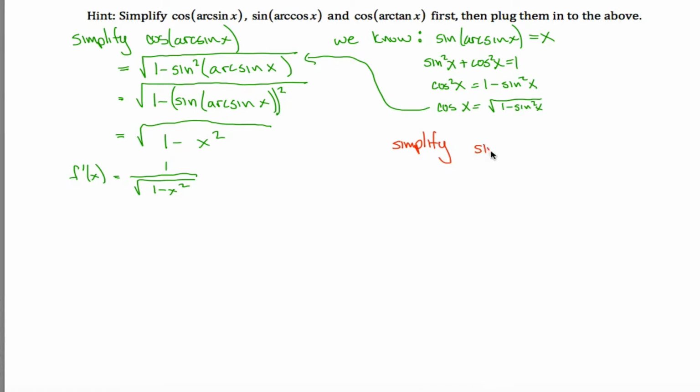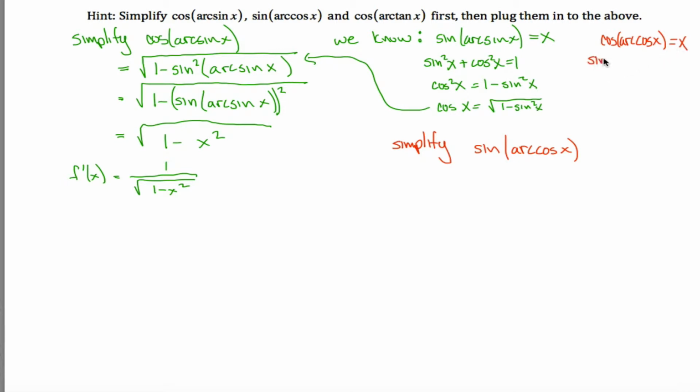the sine of the arccosine of x. I think that's what I was supposed to simplify second. Yeah, the sine of the arccosine of x. Well, I'm going to do the exact same thing, except now I'm going to take advantage of the fact that the cosine of the arccosine of x is just equal to x.